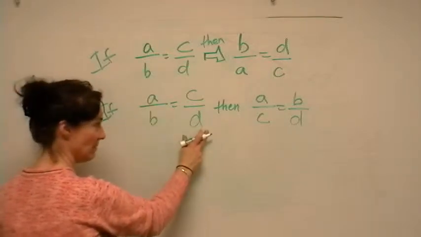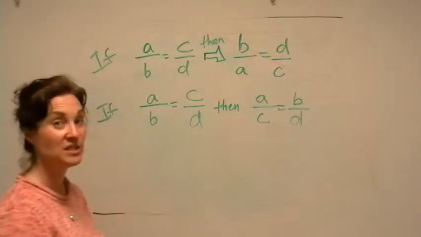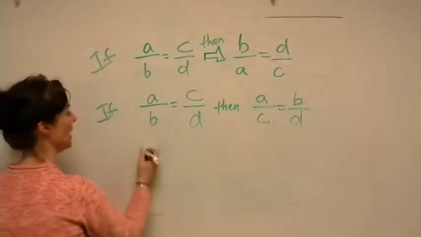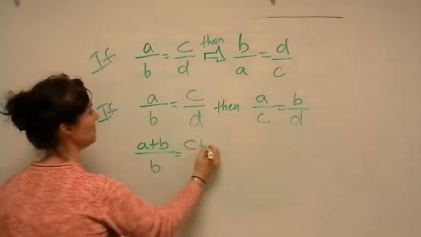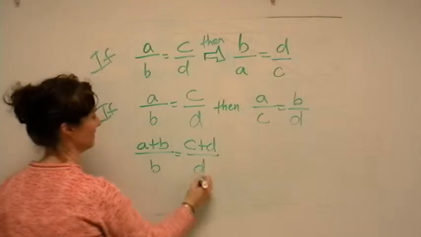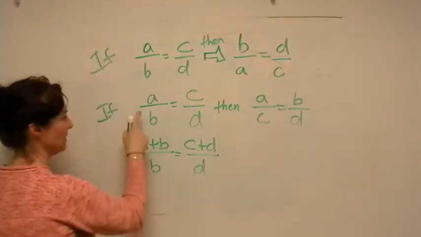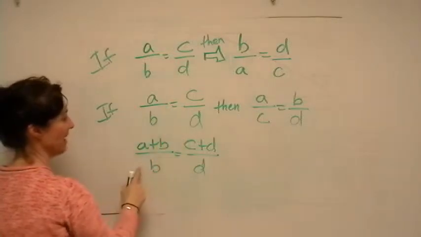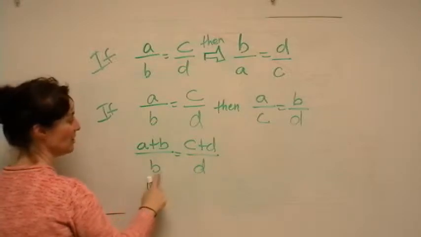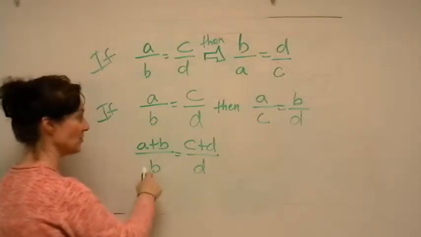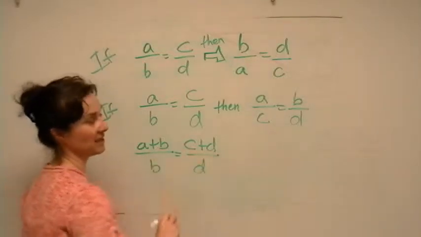The third rule is that you can add the denominator of this fraction to the numerator and the denominator of this fraction to the numerator, and your proportion will still be true. We'll do these with numbers in a minute. So this would be A plus B over B is equal to C plus D over D. I moved the B up. So if A over B is equal to C over D, then A plus B over B equals C plus D over D. Notice we added the denominator of the first fraction to the first numerator and the denominator of the second fraction to the second numerator.